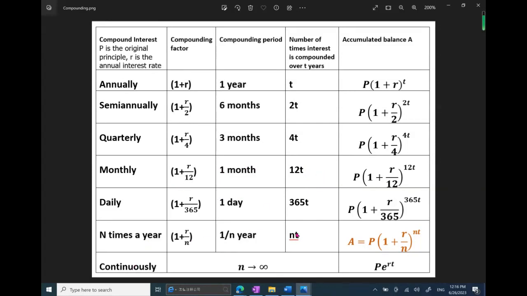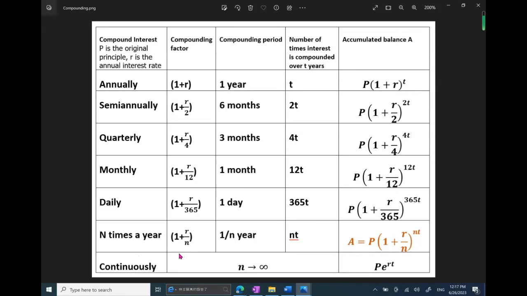So the second formula is actually a general formula for all the previous 1, 2, 3, 4, 5 formulas. When the interest is compounded annually, n equals 1, then we get this formula. When semi-annually, n equals 2. When quarterly, n equals 4. When monthly, n equals 12. When daily, n equals 365 or 360, depending on the problem.